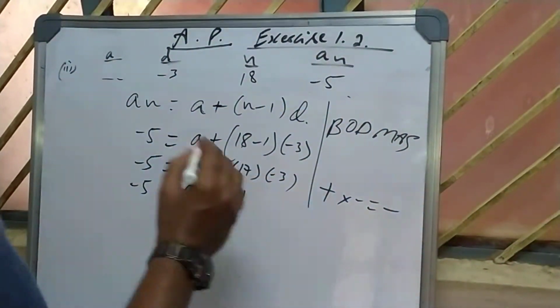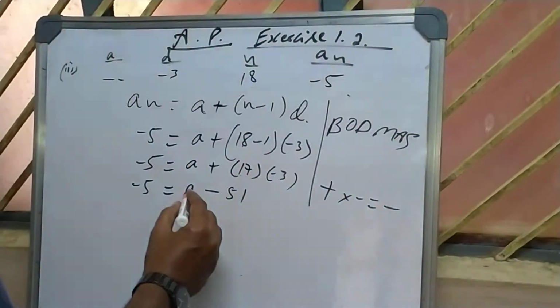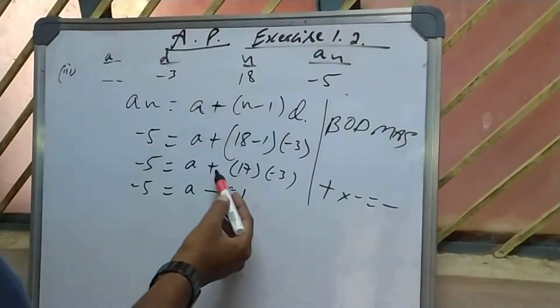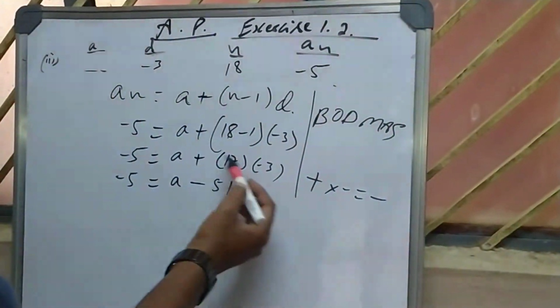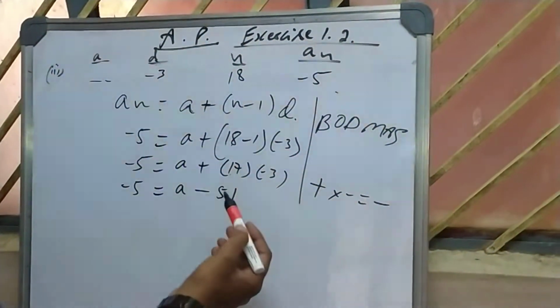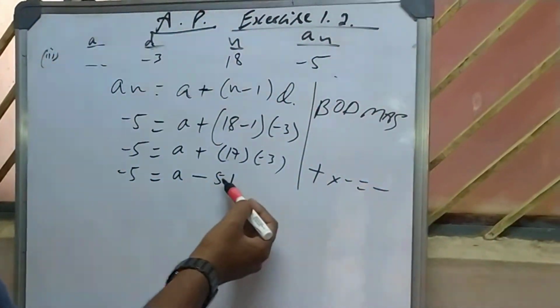17 into 3 will be 51. So this is minus 5 is equal to a minus 51. How did we get this? Plus 17 into minus 3. Plus into minus is equal to minus. 17 into 3 is 51.